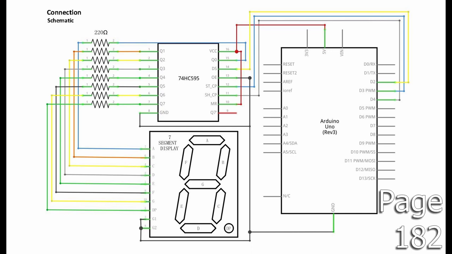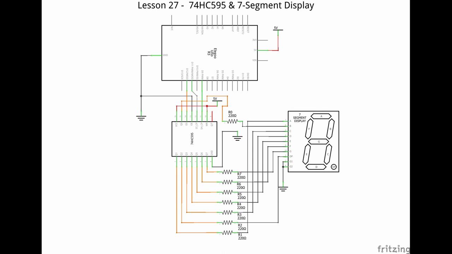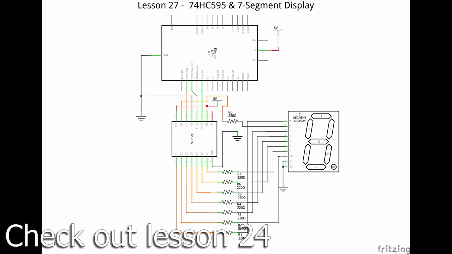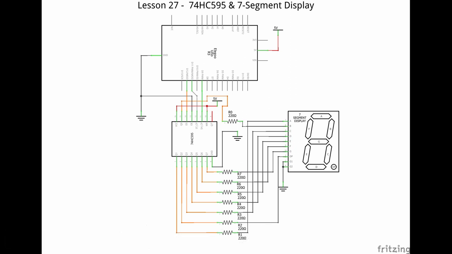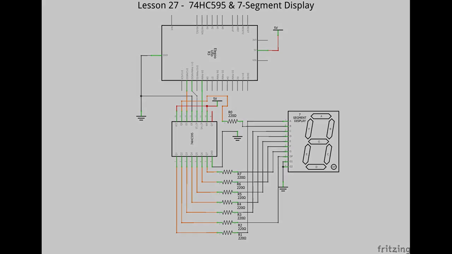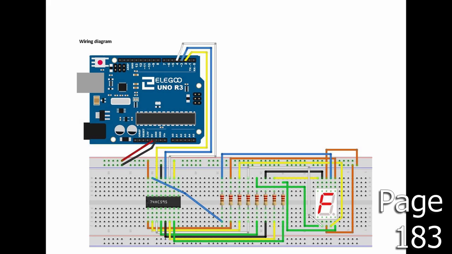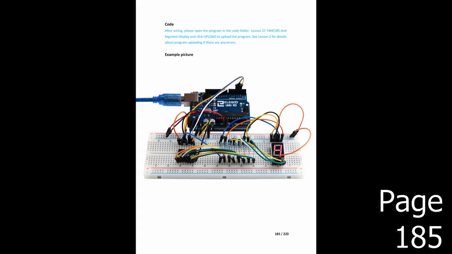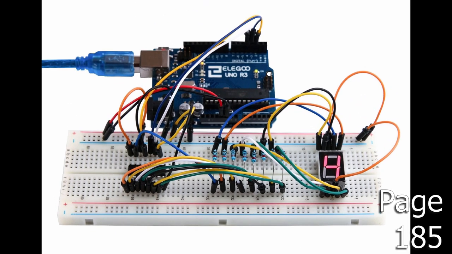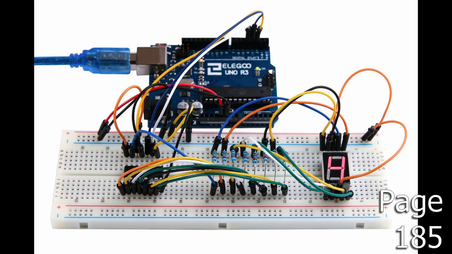On page 182, you'll see the following schematic. Now, it's very orderly with the output Q0 going to LED segment A, Q1 going to B, and so on. So I decided to change things up. Here's my schematic diagram. I kept the same Arduino output pins as in lesson 24, and I was attempting to reduce the number of spaghetti jumpers. Well, let me show you. On page 183, you'll see the wiring diagram, with a photo on page 185. Just look at that spaghetti mess.